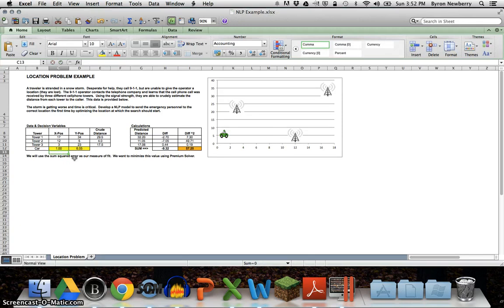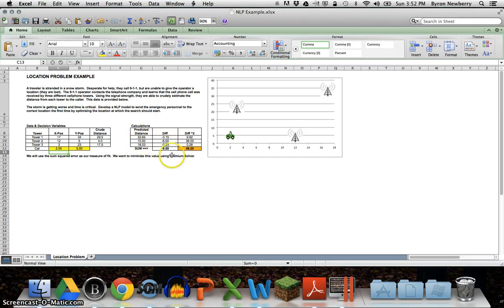Now see, if I change these, you'll notice a little graphic over to the side is changing. So right now the car is at 1, 5. If I change the car to 10, 5, then the car moves. The values in yellow are what I'm going to be determining. I want to find where the car is at.